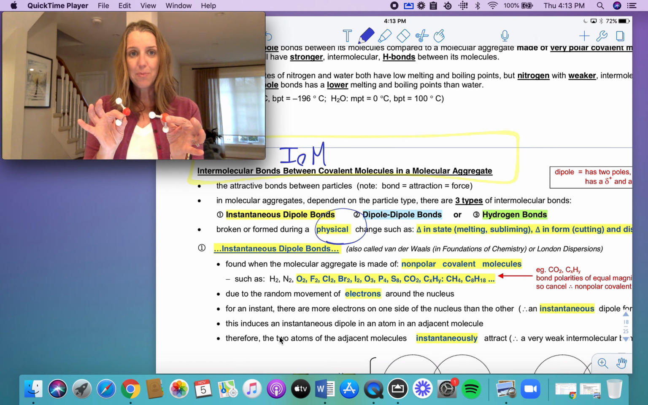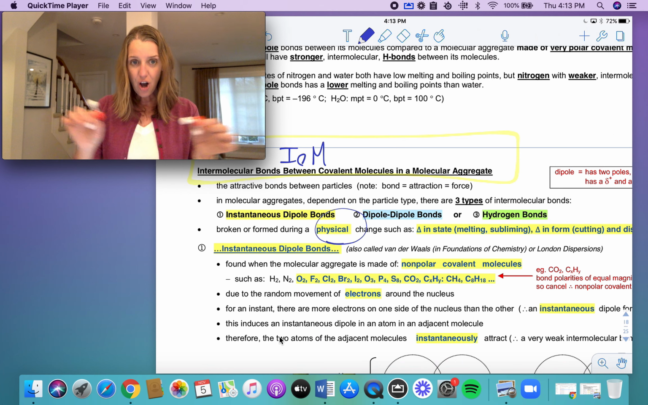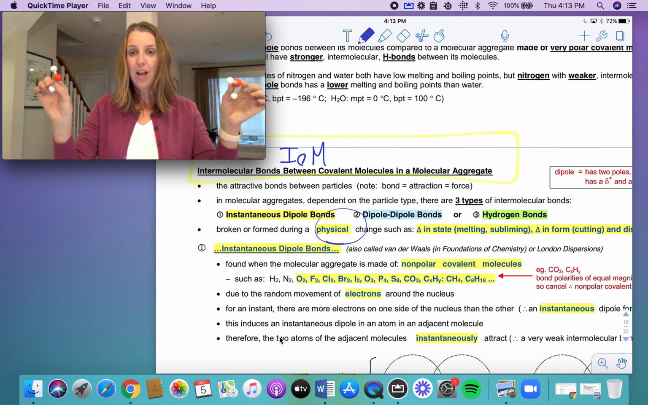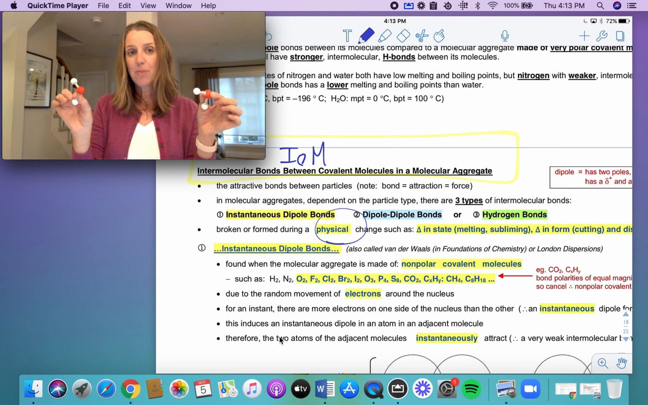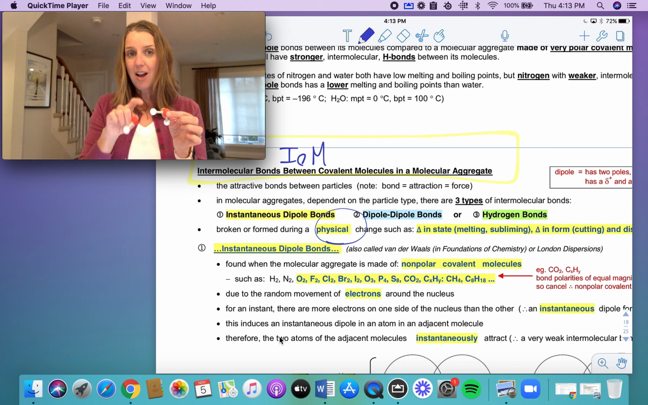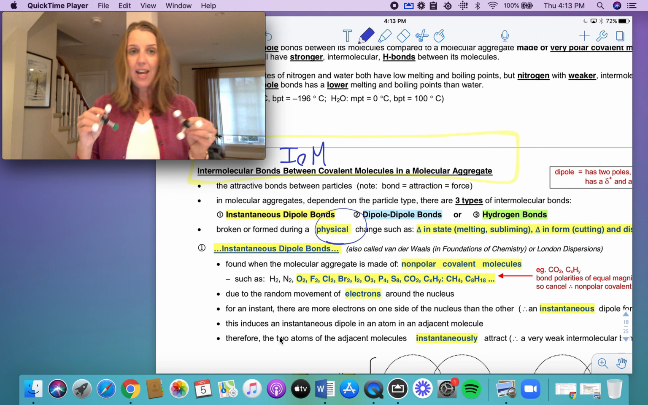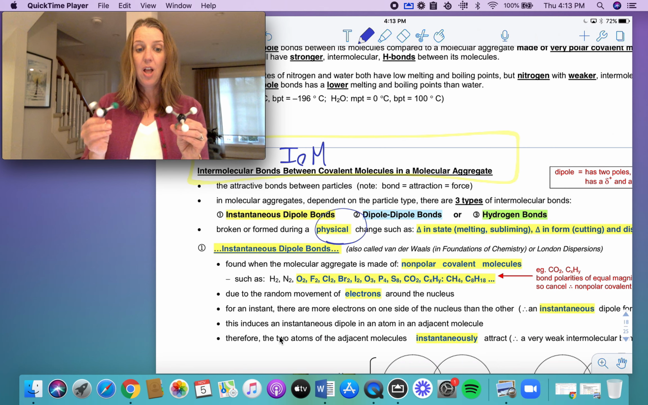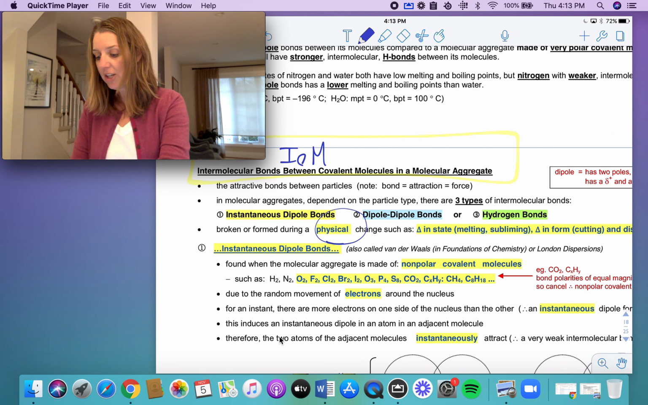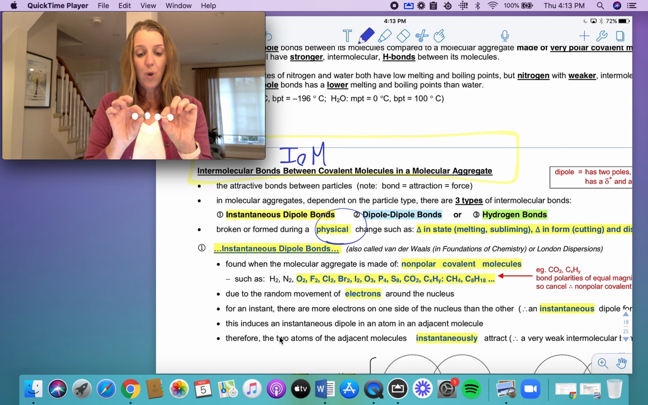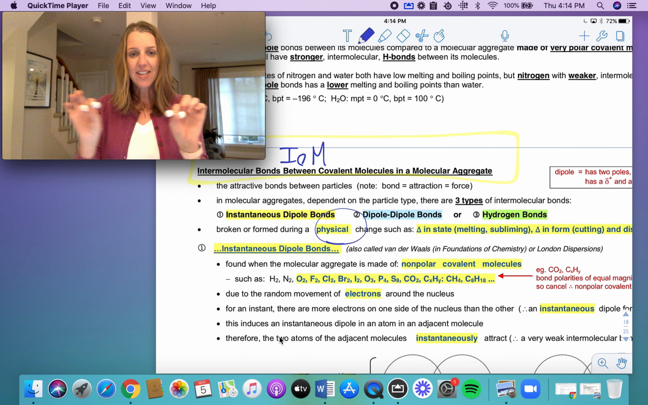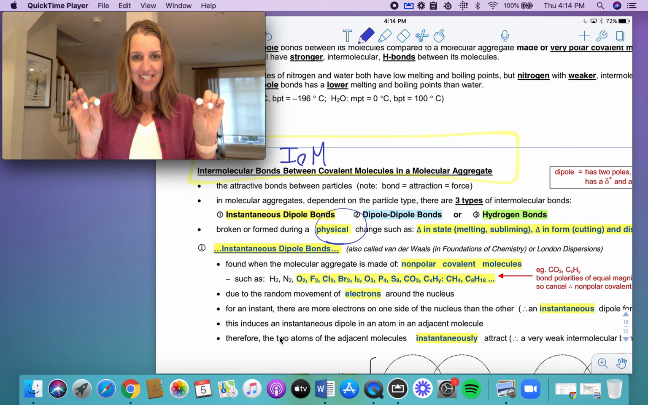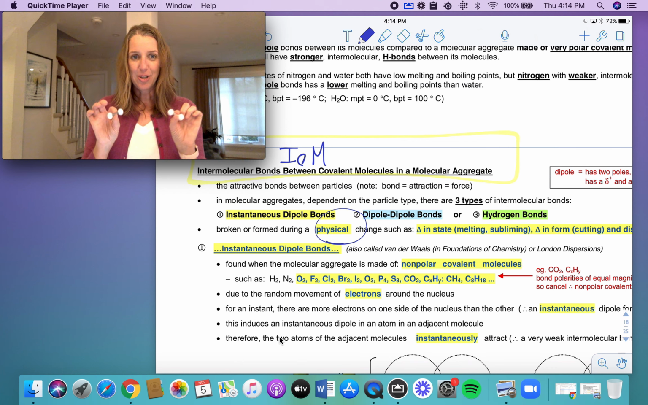I'm going to heat it up even more. I've now got liquid water and I want it to turn into a gas. What's going to happen? All of those intermolecular bonds are broken. What kind of intermolecular bond? If it's water, I'm talking about a hydrogen bond. If it's just a polar molecule, I'm going to be talking about a dipole-dipole bond that breaks. And if I'm looking at non-polar molecules, what's happening when it changes state from a solid to a liquid or a liquid to a gas? It's breaking the instantaneous dipole intermolecular bonds.